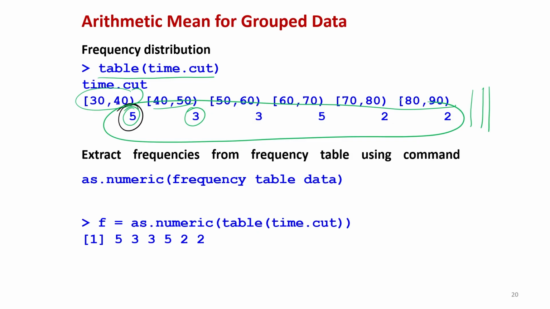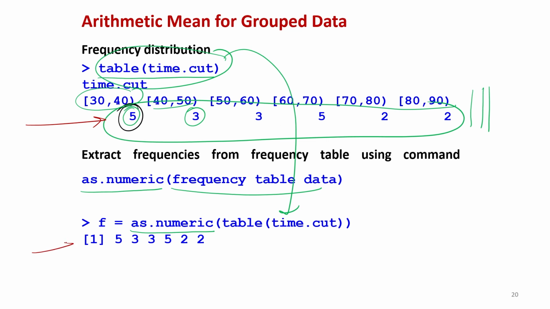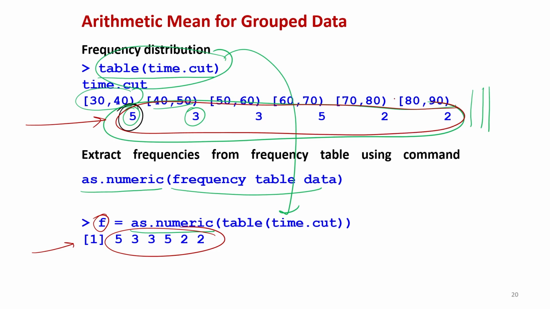So, how to extract only the frequencies from this frequency table data? For that you can recall that earlier we used the command as.numeric, right, and inside the parentheses we gave the frequency table data. So, I use as.numeric, and then this data, which is the table of time.cut, and you can see whatsoever frequencies are there, they have come into the data vector f. You can see these are the same frequencies, 5, 3, 3, 5, 2, 2. So, this is how I have extracted the frequencies. This is the only job which I have done up to now.